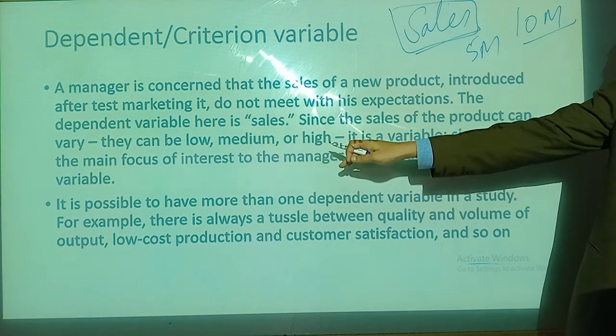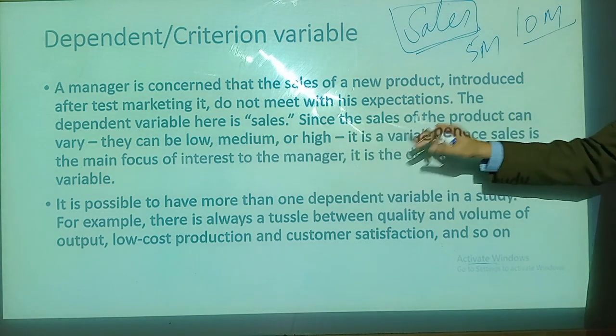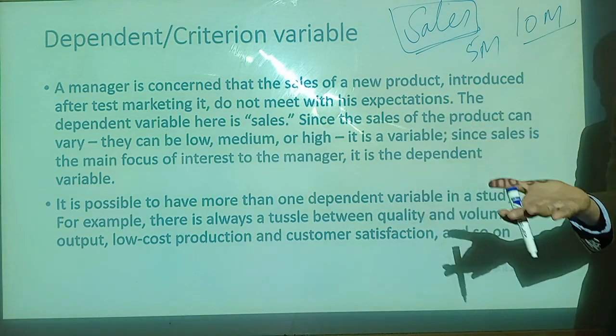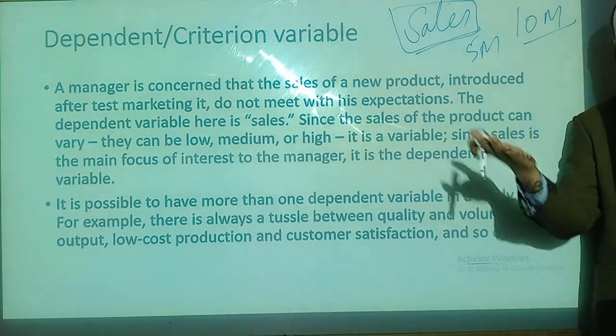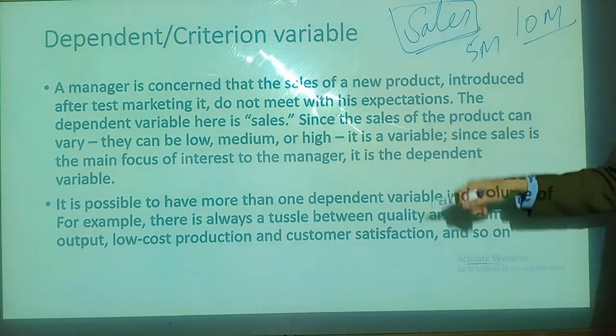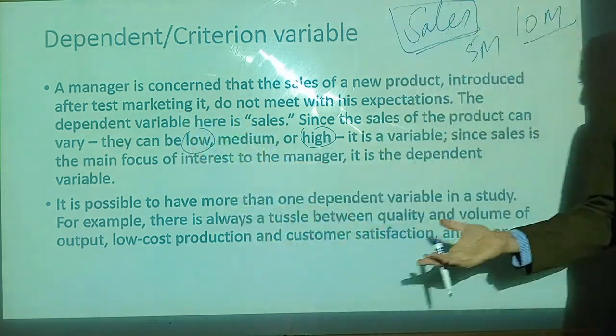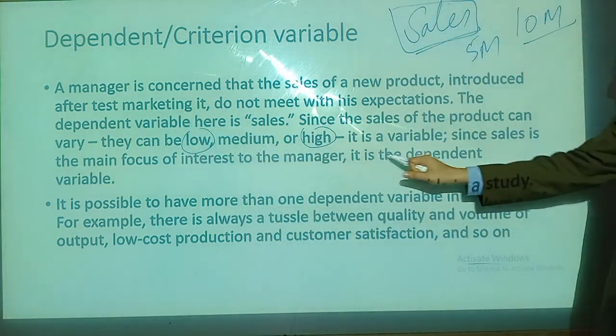Okay. Since the sales of the product can vary, they can be low, medium or high. That you just answered. The variable has to vary. And you mentioned negative and positive. Same, high and low. It can vary. Okay. It is a variable.